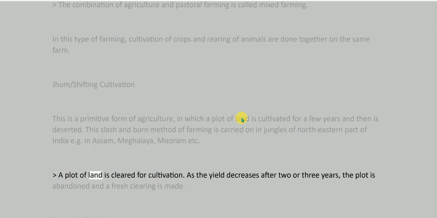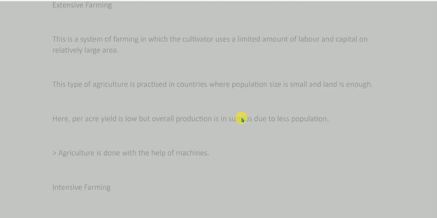A plot of land is cleared for cultivation. As the yield decreases after 2 or 3 years, the plot is abandoned and a fresh clearing is made. Extensive farming. This is a system of farming in which the cultivator uses a limited amount of labor and capital on relatively large area. This type of agriculture is practiced in countries where population size is small and land is enough. Here, per acre yield is low but overall production is in surplus due to less population.